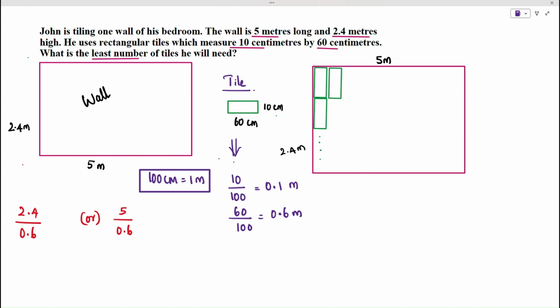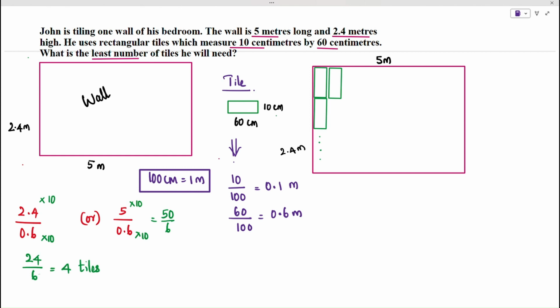So now we're going to do division. Let's multiply our numerator and our denominator by 10, so it gives us nice easy numbers to work with. This gives us 24 over 6, and if we divide 24 by 6, we get 4. Now we can do a similar thing with our 5 over 0.6. We multiply our numerator and denominator by 10. This gives us 50 over 6, and if you were to do the division of this, you would get 8.3 recurring.